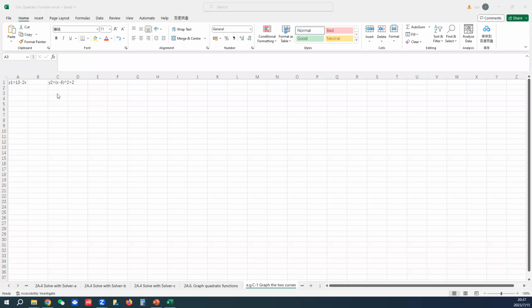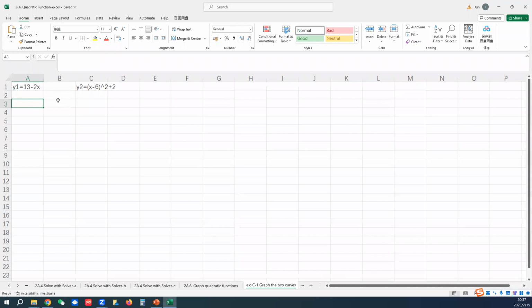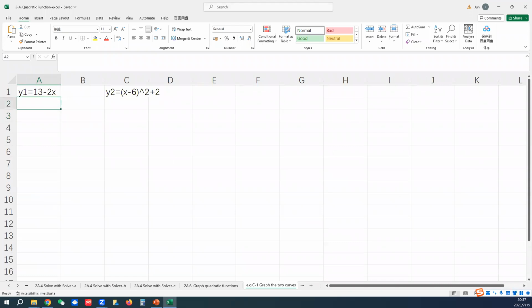Here I'm gonna demonstrate how to solve system of equations, including linear function and quadratic function. So first, the first task here is to graph the two curves. Okay, there's y1, there's y2, and here is the requirement.